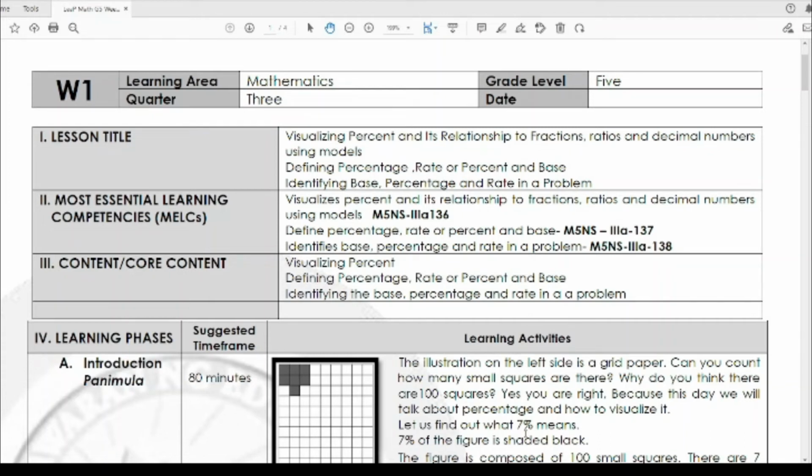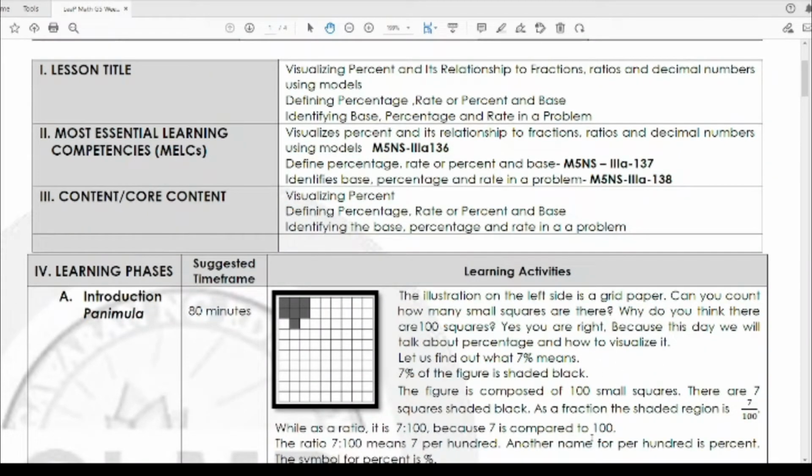At the end of the lesson, you are expected to visualize percent and its relationship to fraction, ratios, and decimal numbers using models. Define percentage, rate, or percent and base. Identify base, percentage, and rate in a problem.